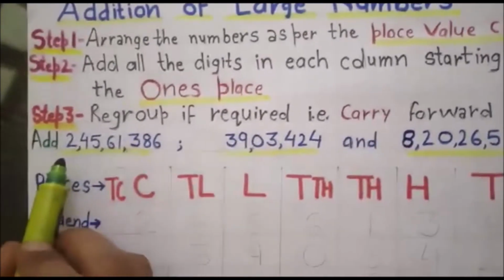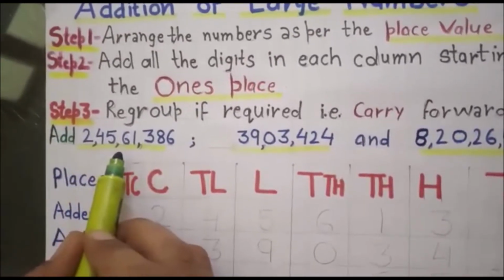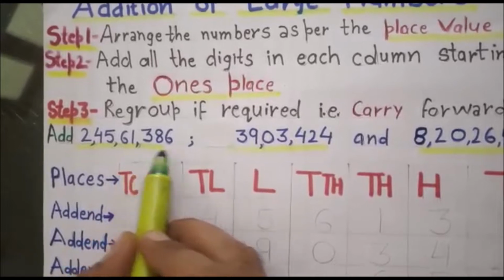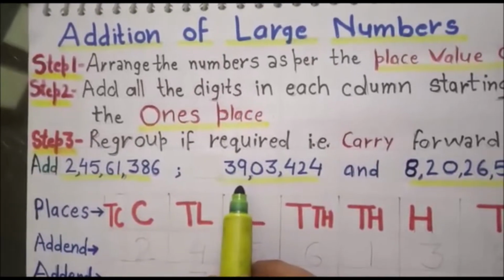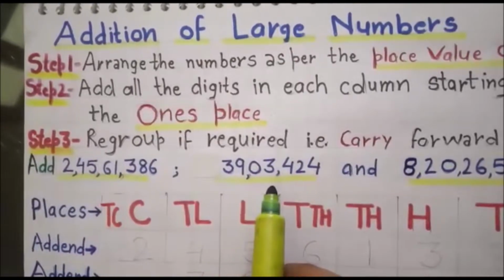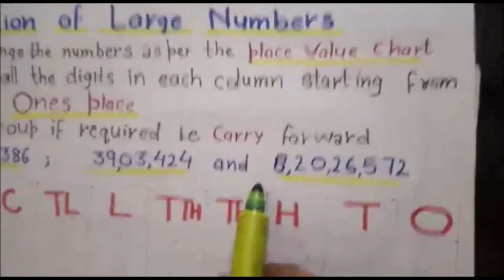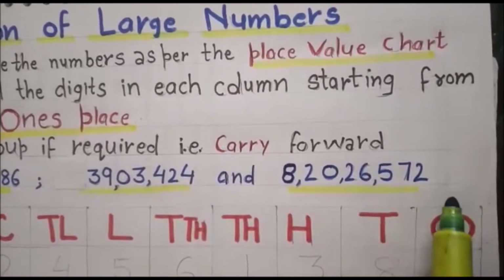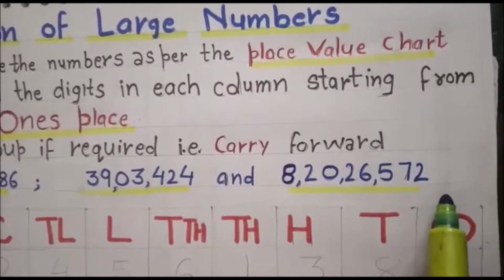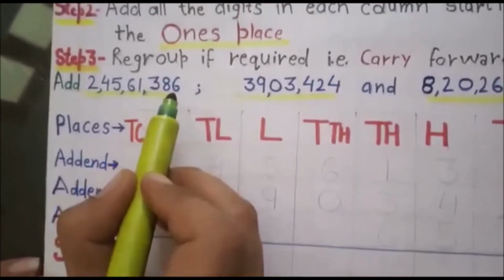So let's start. Our question is to add 2,45,61,386, 39,03,424 and 8,20,26,572. So first we start arranging our numbers.